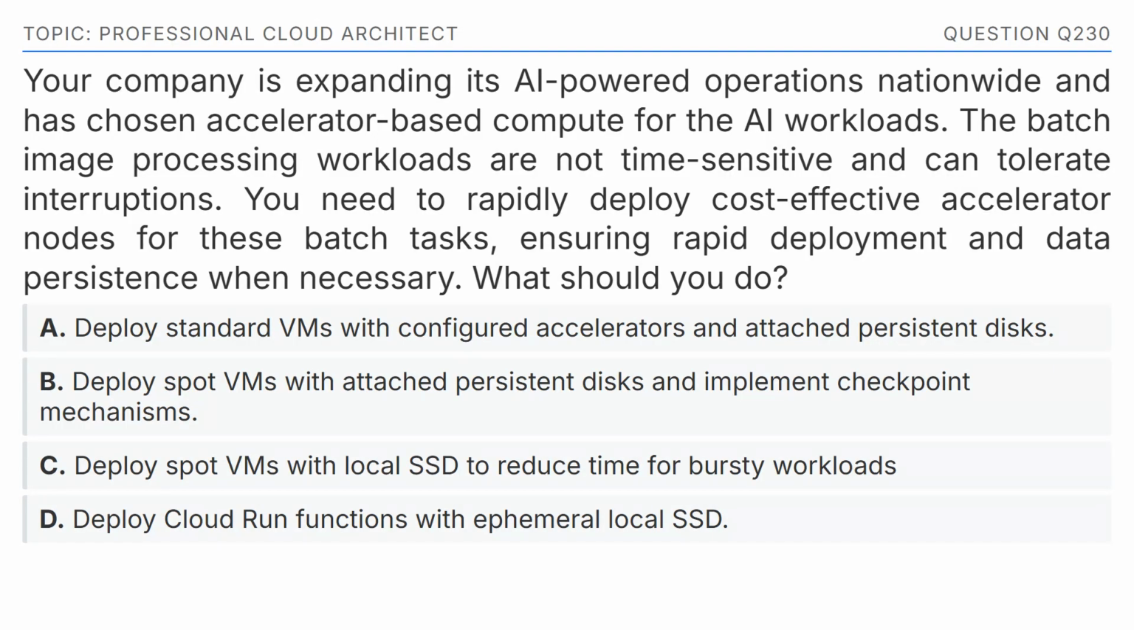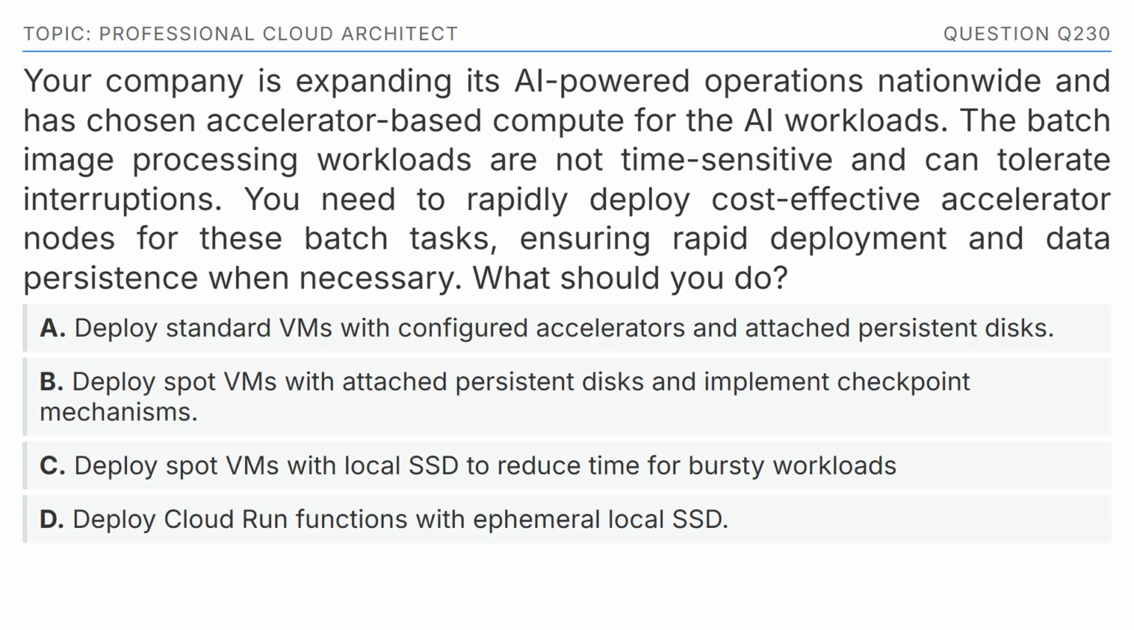Your company is expanding its AI-powered operations nationwide and has chosen accelerator-based compute for the AI workloads. The batch image processing workloads are not time-sensitive and can tolerate interruptions. You need to rapidly deploy cost-effective accelerator nodes for these batch tasks, ensuring rapid deployment and data persistence when necessary. What should you do? The options are: Option A, deploy standard VMs with configured accelerators and attached persistent disks.